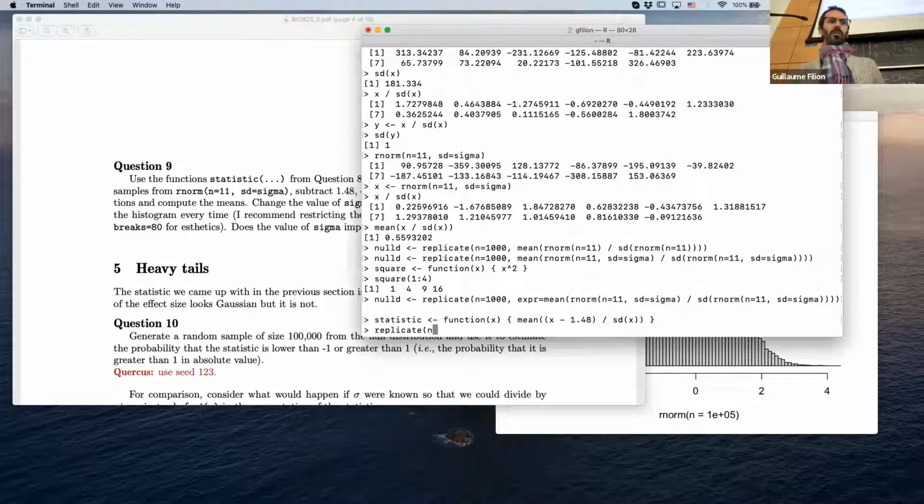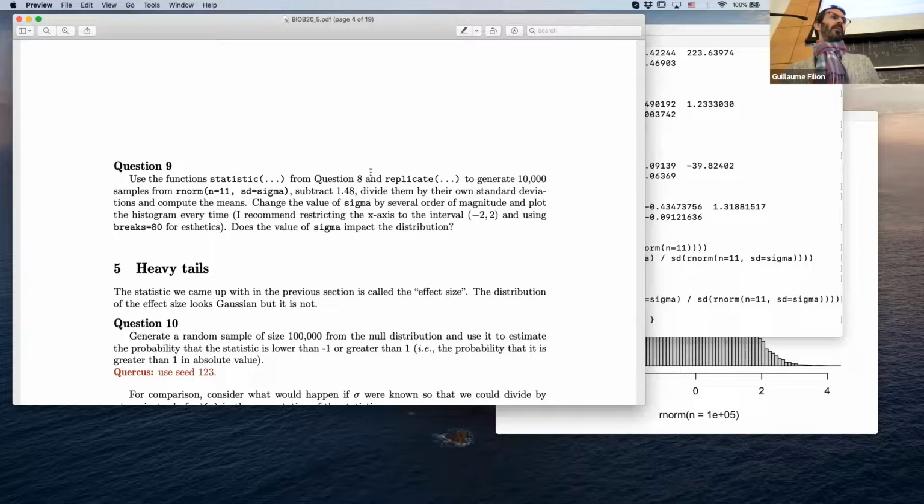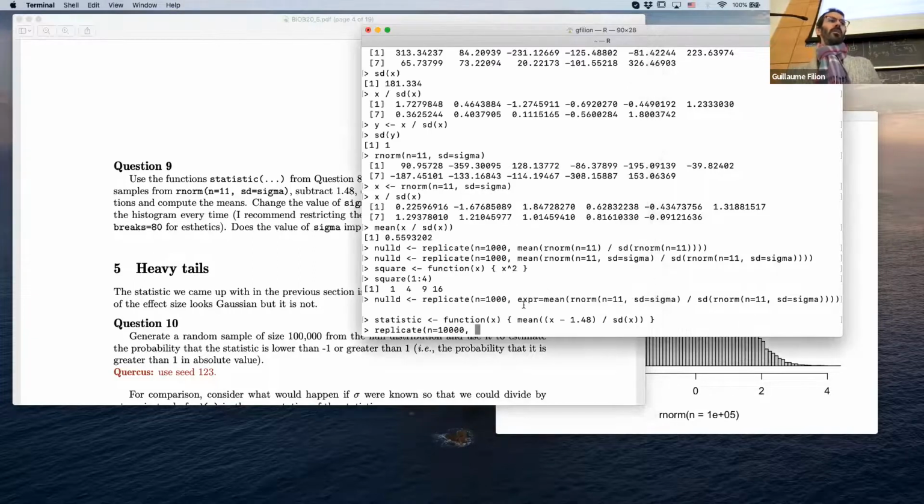And we say n equals 1,000, 10,000. Okay. Then we say what we want to replicate is actually the statistic taken from a Gaussian distribution where we take 11 random numbers, and we say SD equals sigma. Remember, my sigma is 182 at the moment. So that's it. Take 11 random numbers, where this time I'm giving you a sigma. That value of sigma is 182.